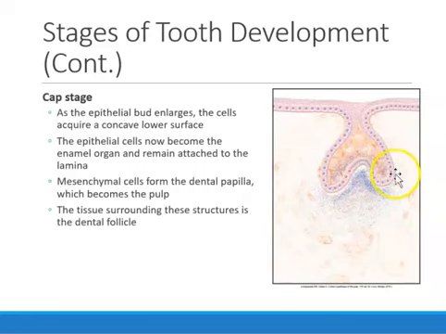This part over here is going to become the enamel. And this part over here, the dental papilla, is going to become the pulp. The tissue kind of surrounding it, I know you can't really see it, but what I'm trying to highlight is the dental follicle, or dental sac.